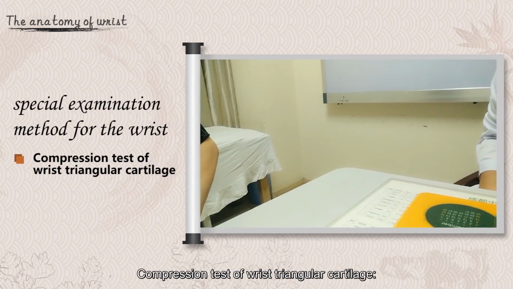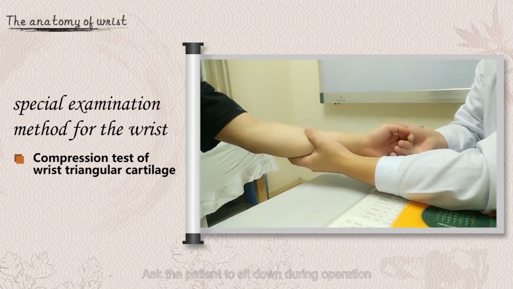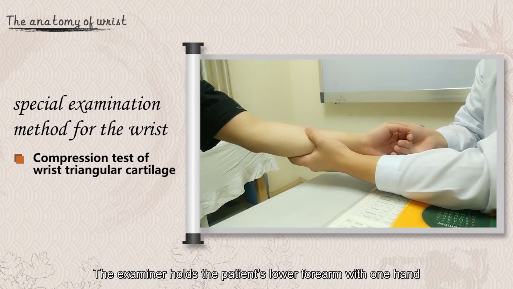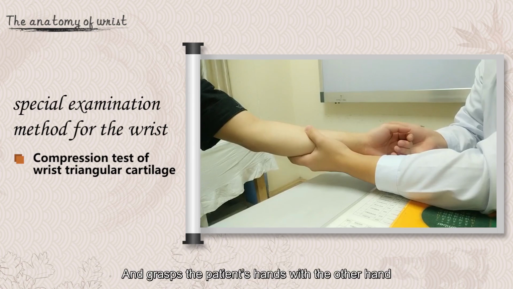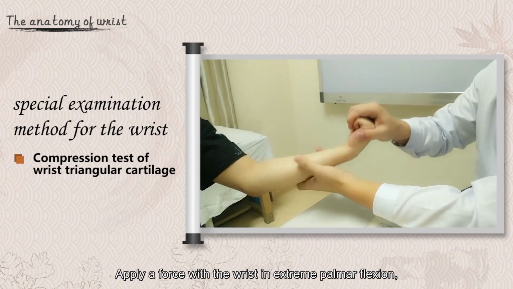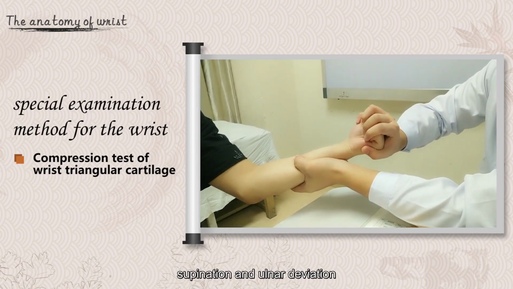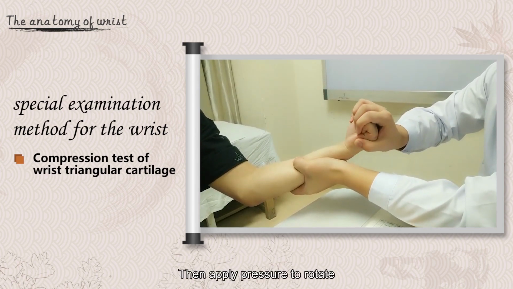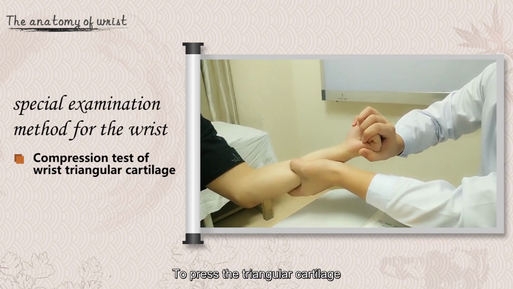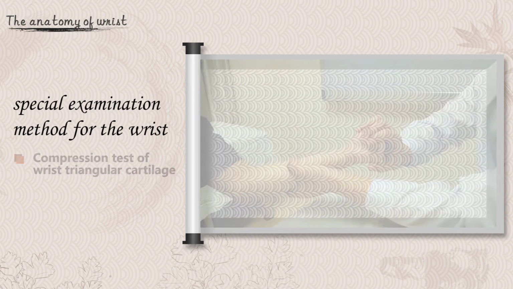Compression test of the wrist triangular cartilage. Ask the patient to sit down during operation. The examiner holds the patient's lower forearm with one hand and grasps the patient's hand with the other hand. Apply a force with the wrist to extreme palmar flexion, supination, and ulnar deviation. Then apply pressure and rotate to press the triangular cartilage. If there is pain on the distal ulnar side, the test is positive. It indicates injury to the triangular cartilage.